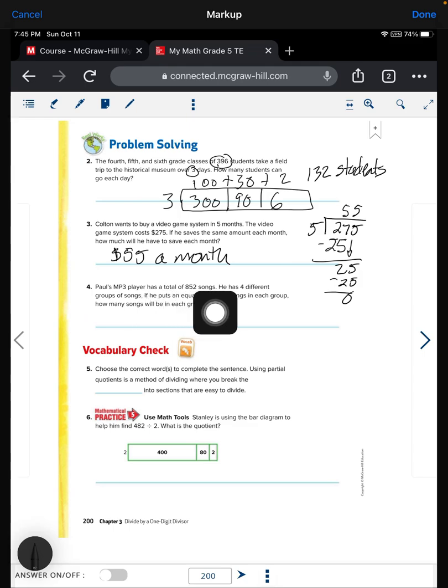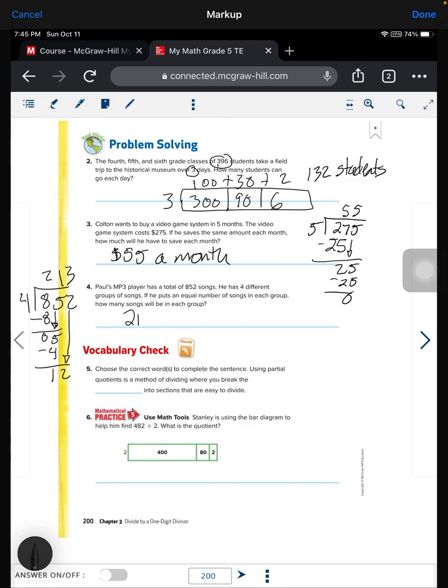Okay, Paul has an MP3 player with a total of 852 songs. He has 4 different groups of songs. If he puts an equal number of songs into each group or playlist, how many songs will there be? All right, so we have 4 will go into 852. So 4 will go into 800 at least twice. 2 times 4 is 8. 0. Bring down the 5. 4 will go into 5 once. 1 times 4 is 4. Bring down the 2. 4 will go into 12 3 times. So you'll have a total of 213 songs in each group or playlist.